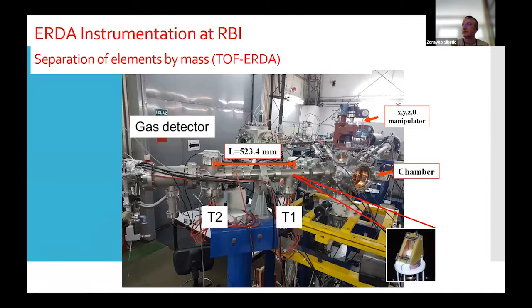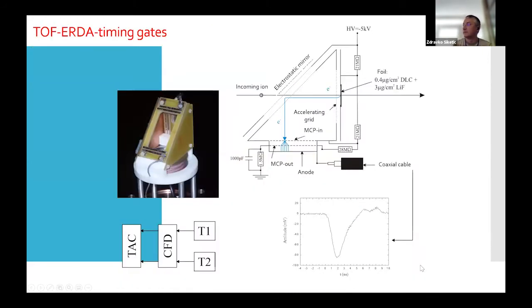This is a picture of our time of flight ERD instrument. So this is the experimental chamber where we put the samples. This is a time of flight telescope, and this is a gas detector used for the energy detection. The very heart of the time of flight telescope is the timing gate, which is used as a trigger for start and stop measuring in the time of flight.